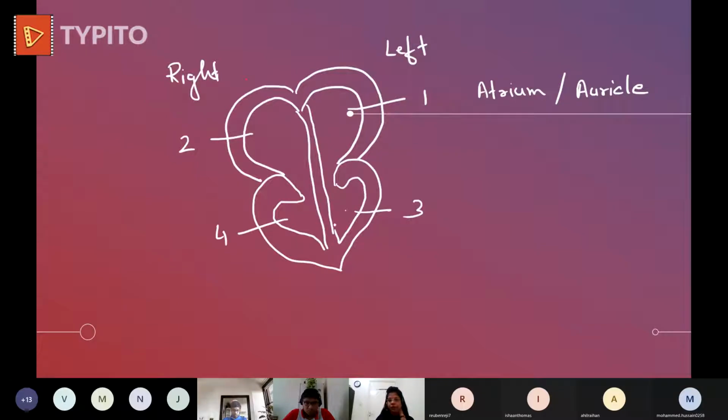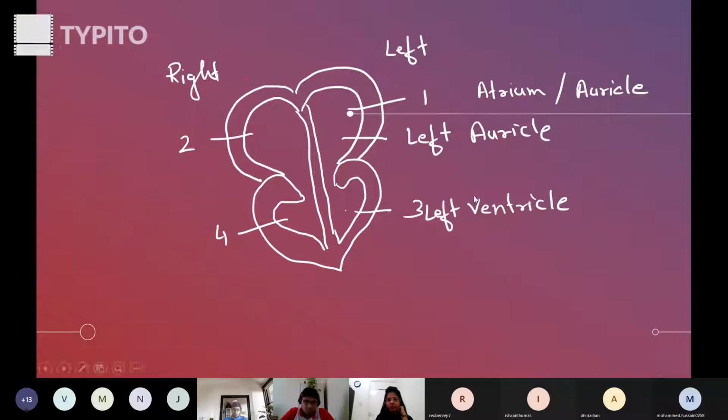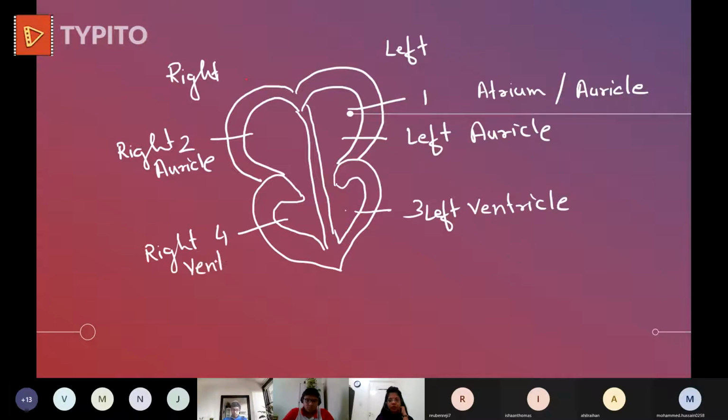Lower chambers 3 and 4. What are they called? Ventricles. Lower chambers are called ventricles. Correct. So this is the left auricle, and left ventricle. Correct. So this is the right auricle and right ventricle. Correct. So these are the 4 chambers of the heart.